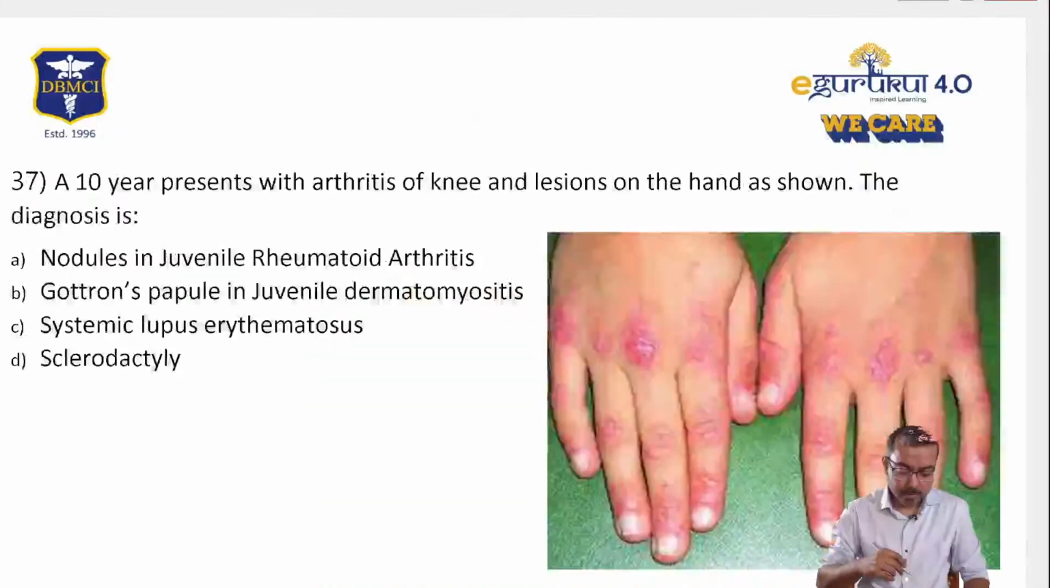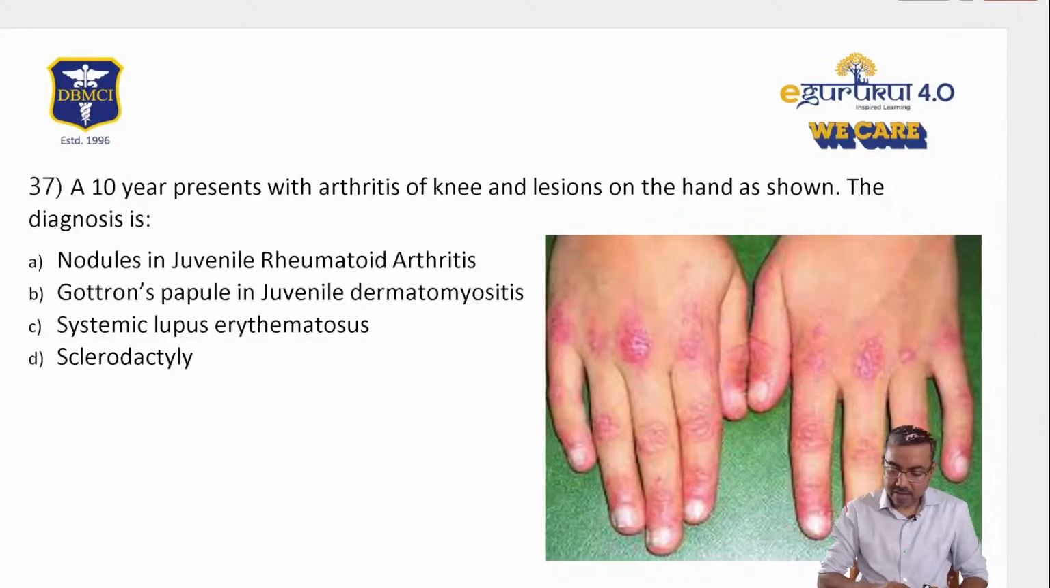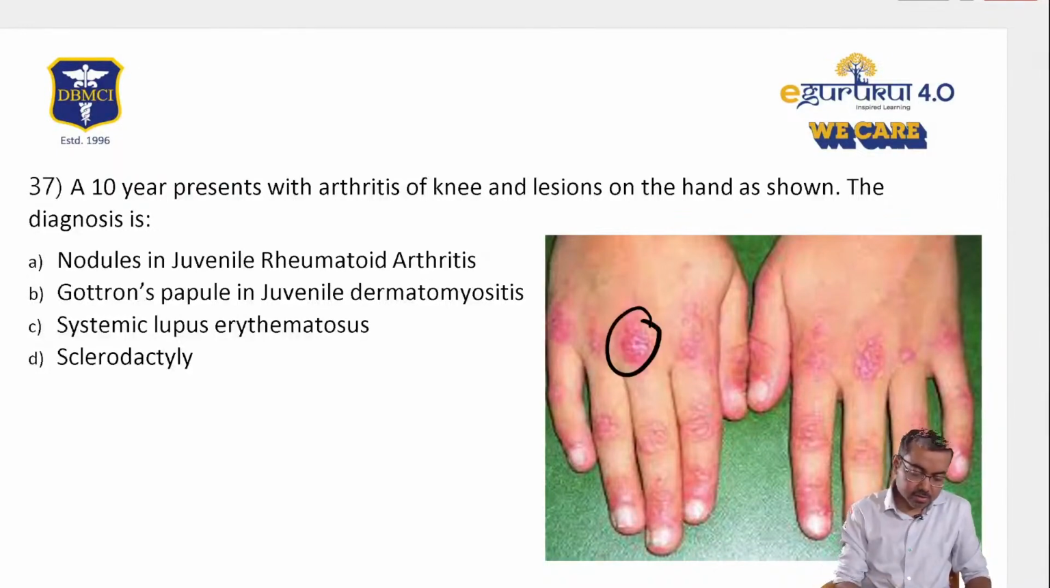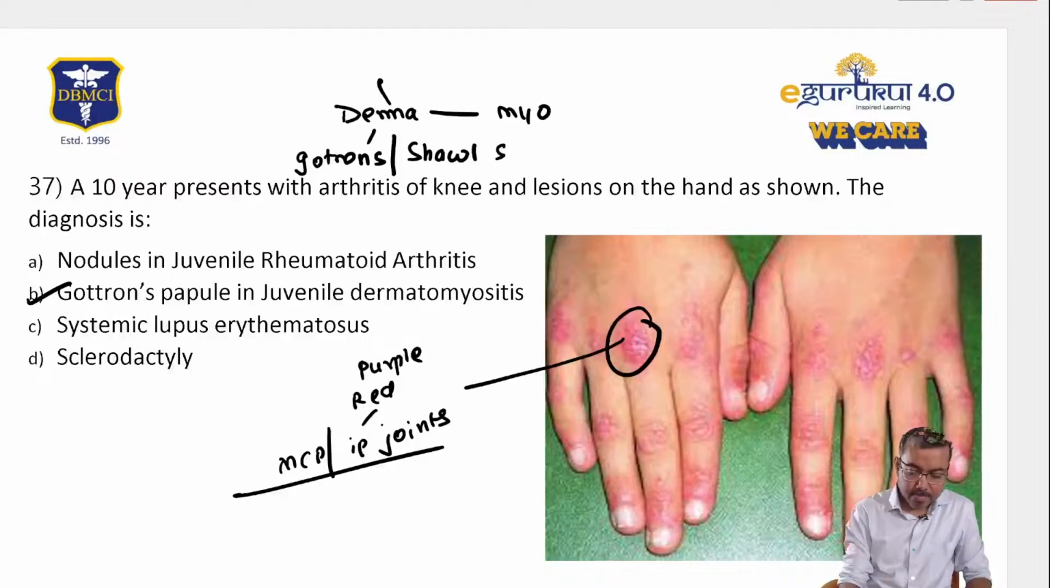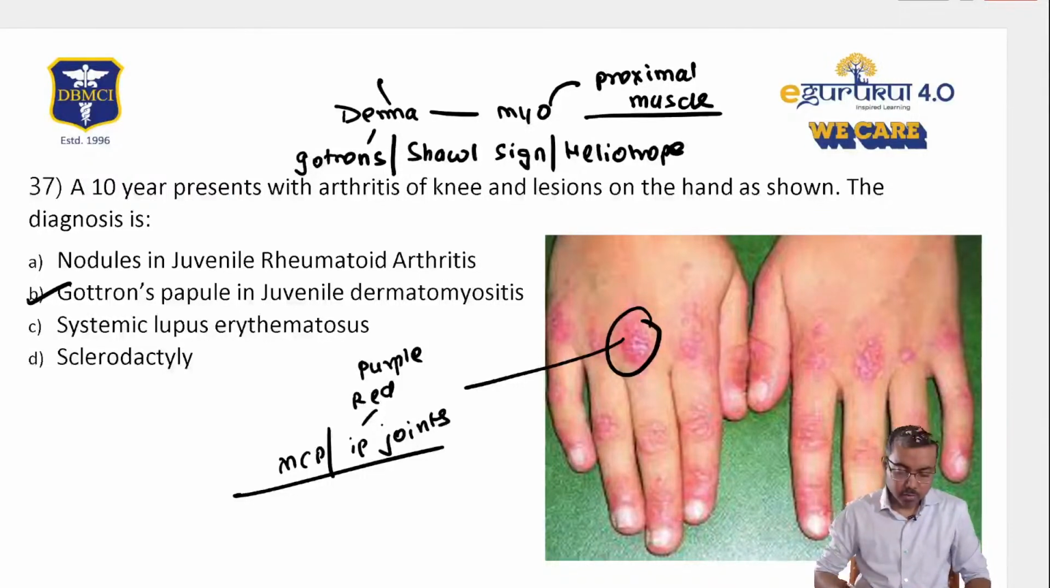Okay. Now a 10-year-old presents with arthritis of the knees and lesions on the hand as shown. The diagnosis is very typical Gottron's. This is Gottron's, and this was again asked. These are purple red areas on the metacarpophalangeal and interphalangeal joints in those with this disease called dermatomyositis. Dermato and myositis, two components. So in the derma component we have Gottron's papule, something called shawl sign, and something called heliotrope rash. And the myositis is proximal muscle weakness and myositis. So these are the three things that you will have to know, right?